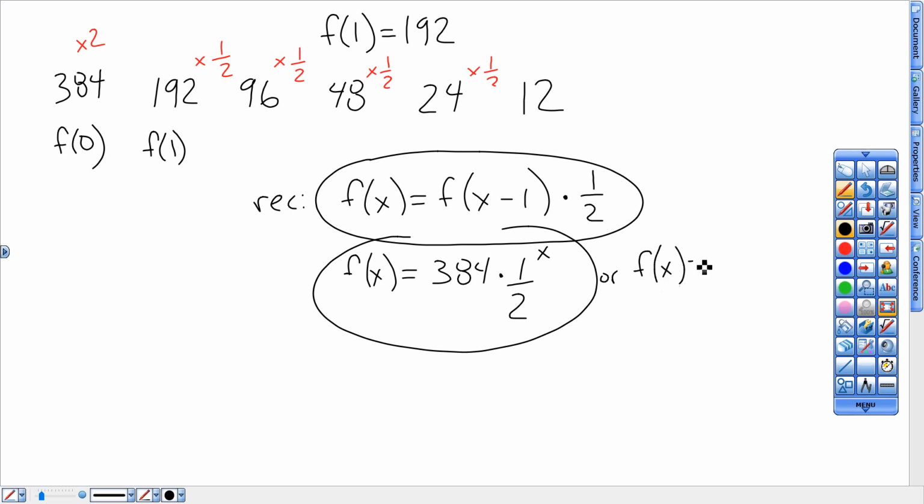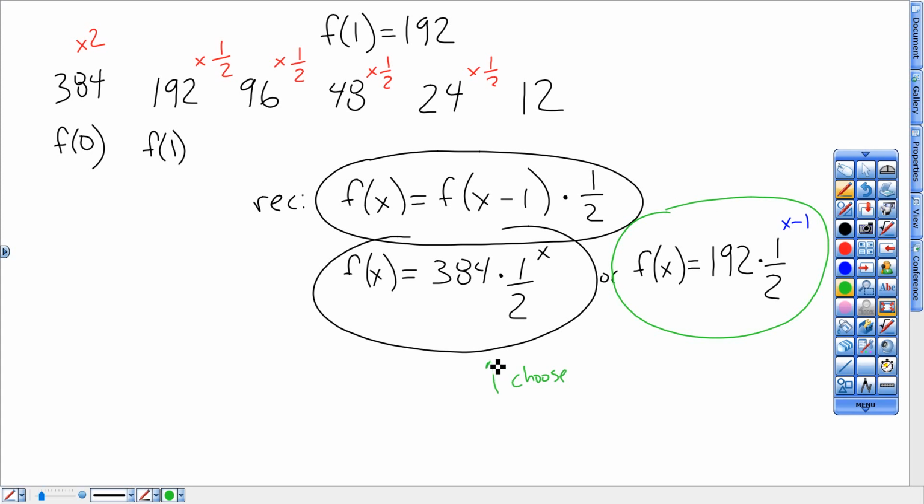Choose one. I could use the first term instead, 192, times that same 1/2, but to the x minus 1 power. That is the second way. On test day, choose one of these. You don't want to try to get fancy and show both. That's when I see mistakes. Choose one to use.